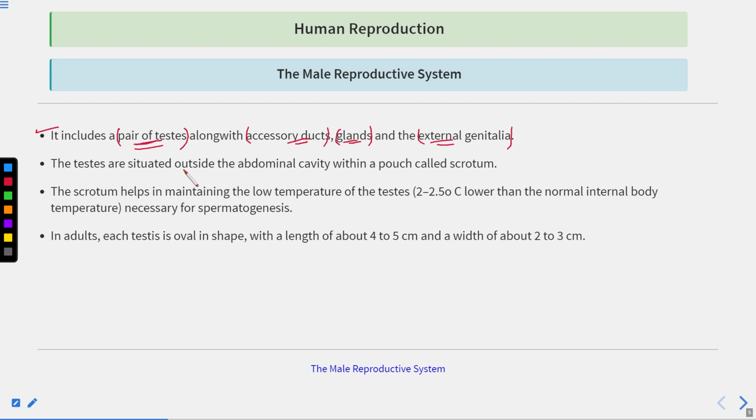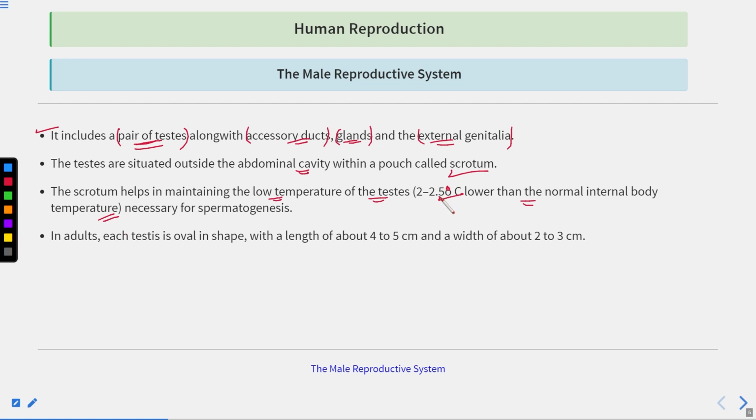Now, the testes are situated outside the abdominal cavity within a pouch known as the scrotum. Why are they present in the scrotum? Because the scrotum helps in maintaining the low temperature of the testes, which is around 2 to 2.5 degrees Celsius lower than the normal internal body temperature.